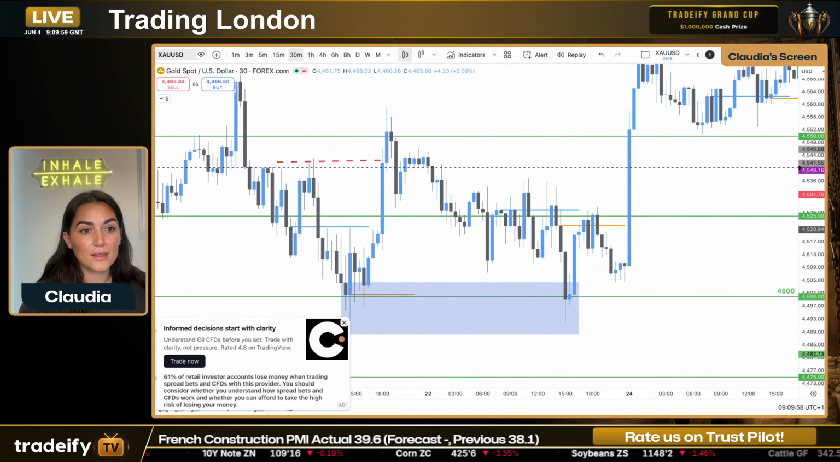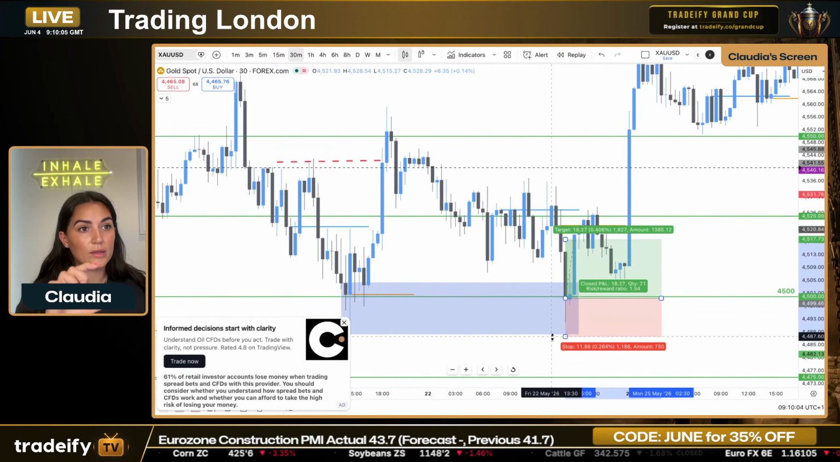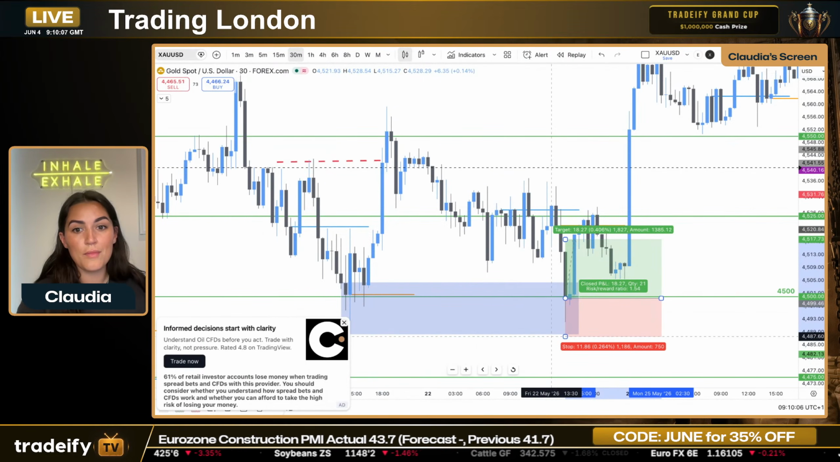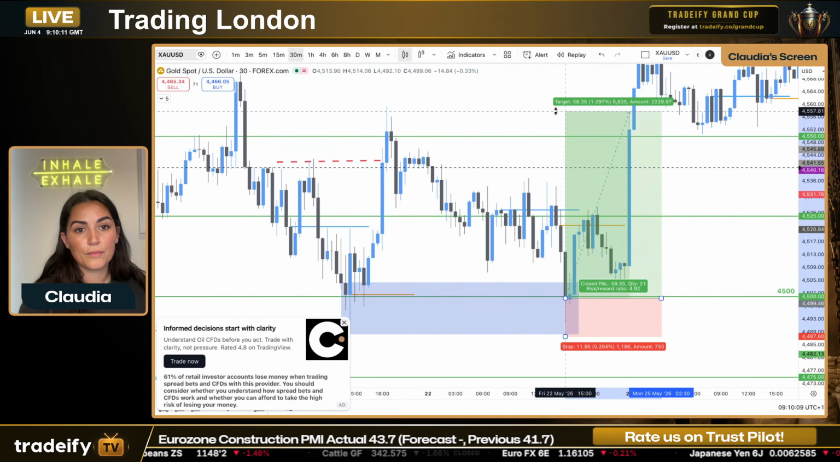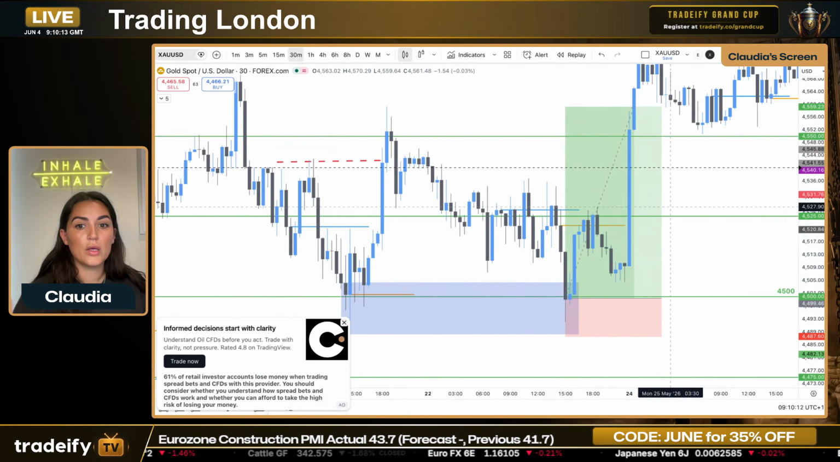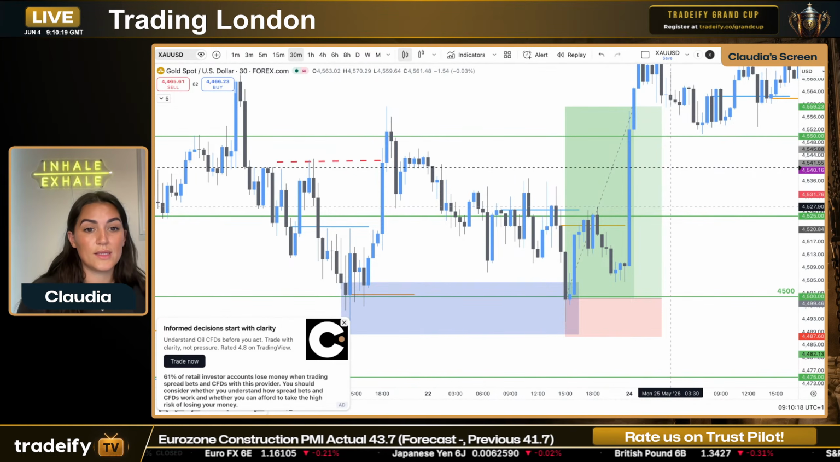Price comes back, taps into this zone. Buy, stop loss below the candle that created the zone, right? That you've drawn the zone from. TP at the previous high. 1 to 5 risk to reward. So very simple, but it's really nice entry model.